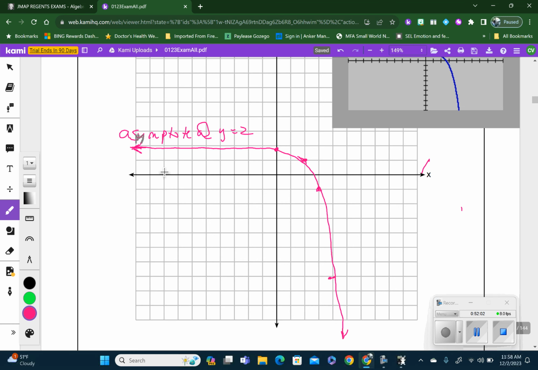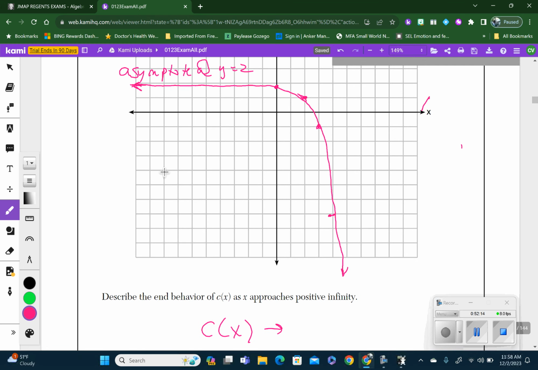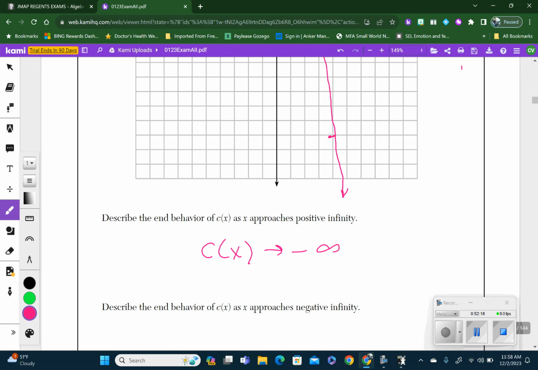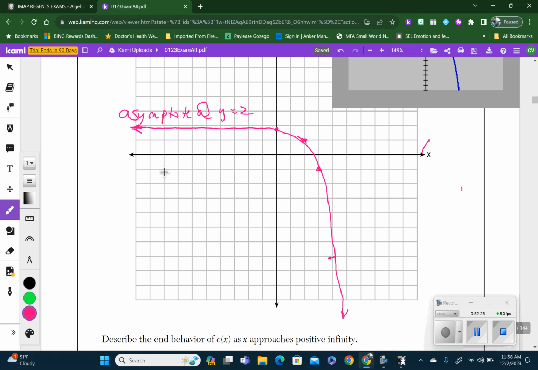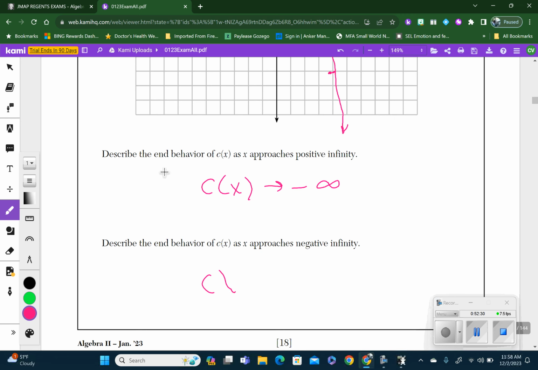So then it says describe the end behavior. So as x approaches positive infinity, right? What's happening? So as we get to the right, my graph is going down towards negative infinity. So I'm going to write that down, negative infinity. And then what's happening as x approaches negative infinity, right? As we go to the left, our graph is getting very, very close to 2. So we're going to write c of x is approaching 2. Doesn't ever get to exactly 2.